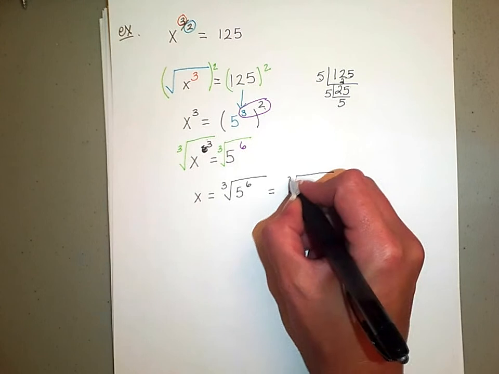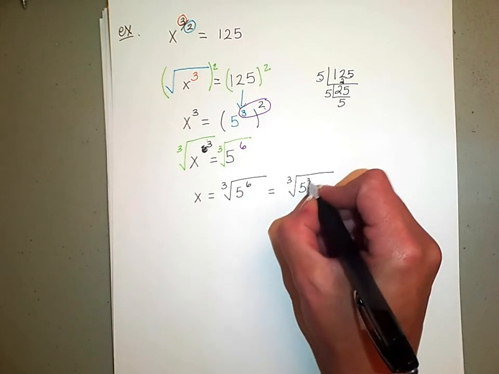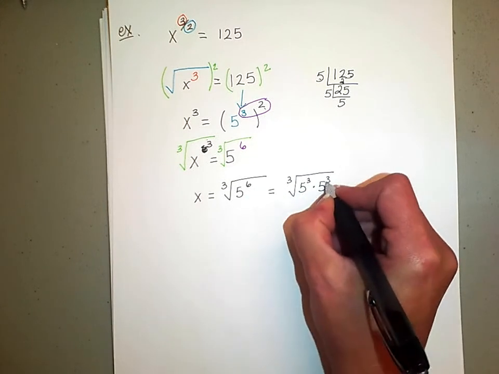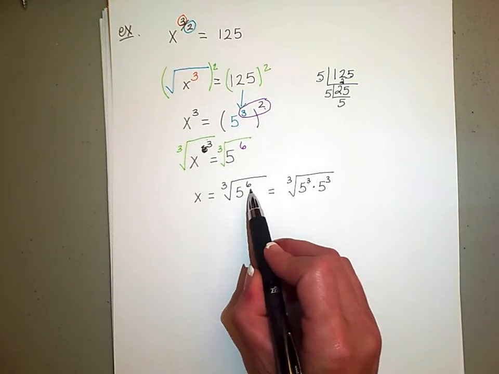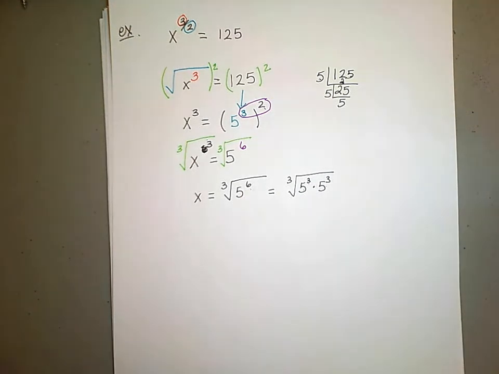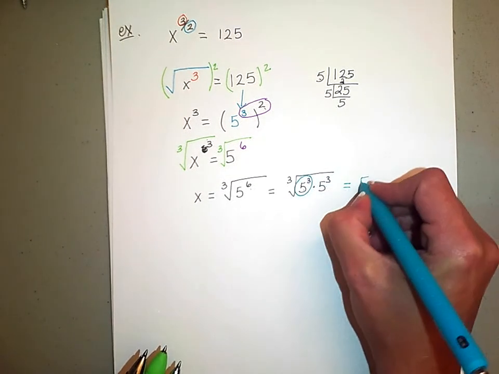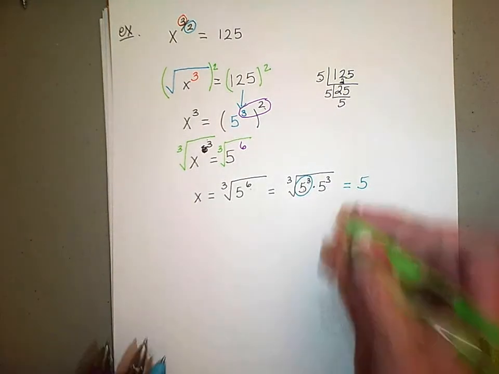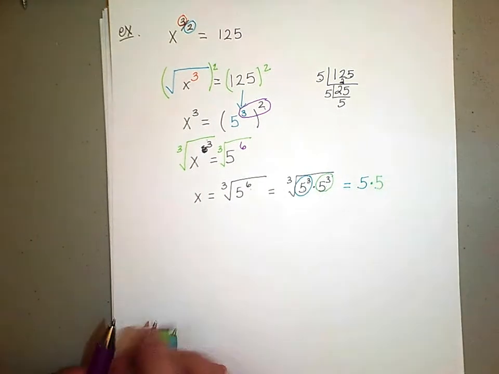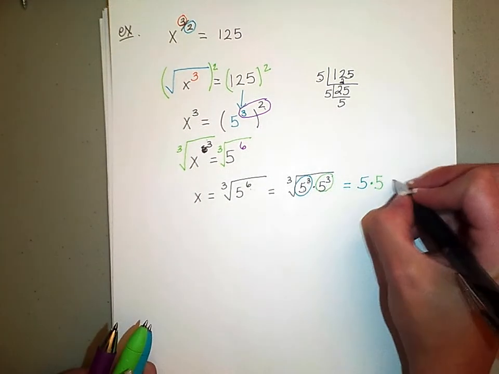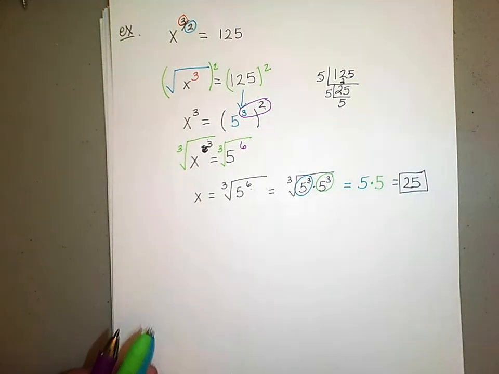But let's look at what that means. The cube root then, I know 6 is a multiple of 3, so I could write this as 5 cubed times 5 cubed. Right? When multiplying with like bases, you add the exponents to get 6. Now here's one group of 3, so that will come out. And here's another group of 3 for the cube root, so that will come out. And in the end, x must be equal to 25.